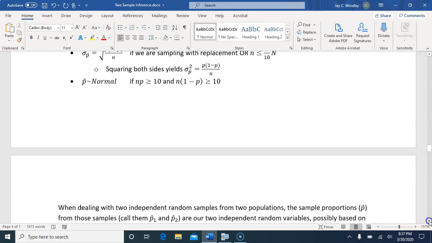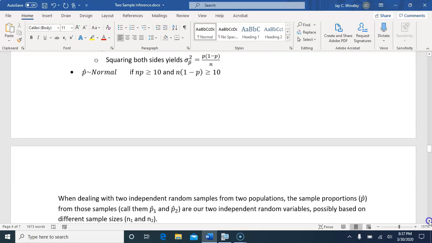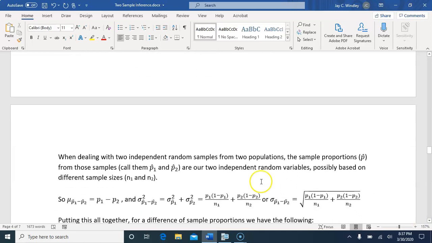Okay, so if we look at the difference between two proportions, then we have independent random samples. The sample proportions, p hat 1 and p hat 2, are the two independent random variables, possibly with different sample sizes. So the mean of p hat 1 minus p hat 2 is just p1 minus p2, and the variance of p hat 1 minus p hat 2 is this expression, which gives us this expression here for the standard deviation of p hat 1 minus p hat 2.